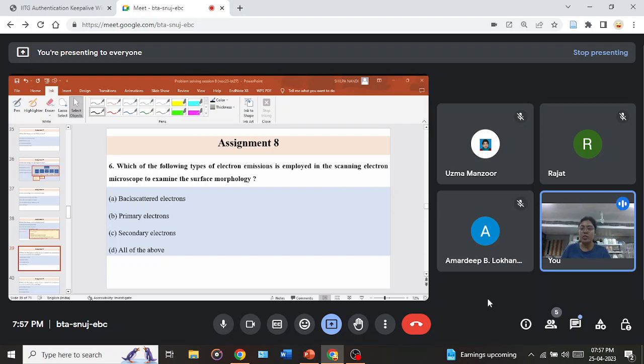So okay, I got one of the answers as C and now I've got the answer as A, that is backscattered electrons. Any other guesses? I think you need to recall SEM properly, scanning electron microscopy, and go through the lectures once again and look into what kind of electron emissions are utilized.